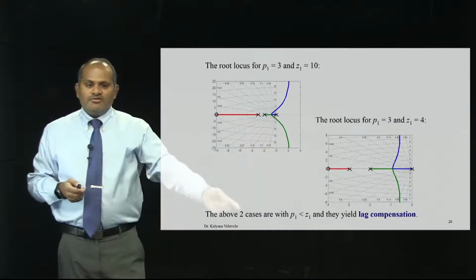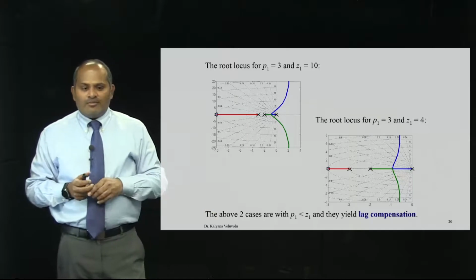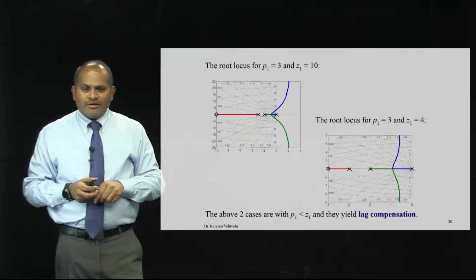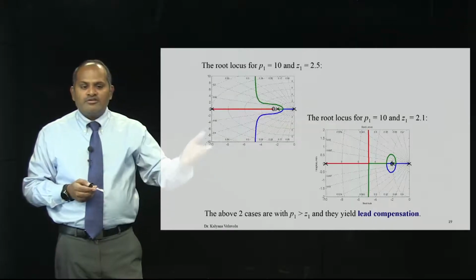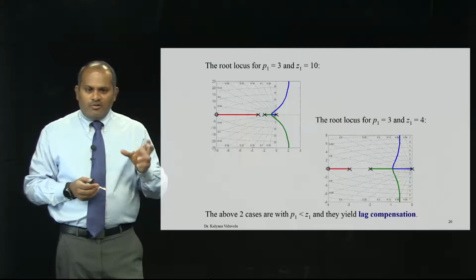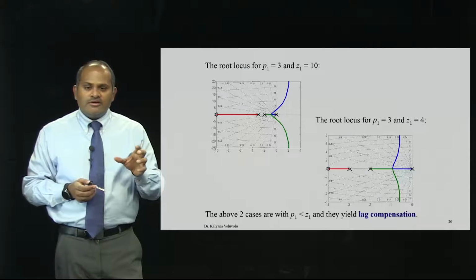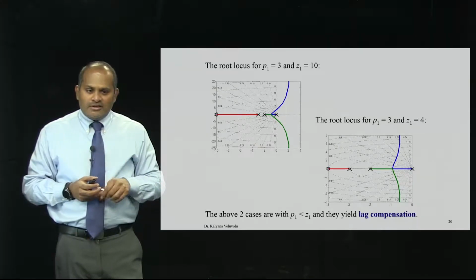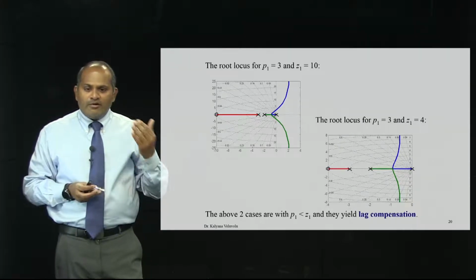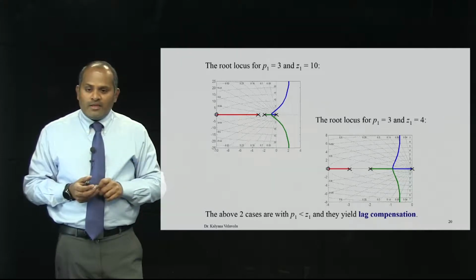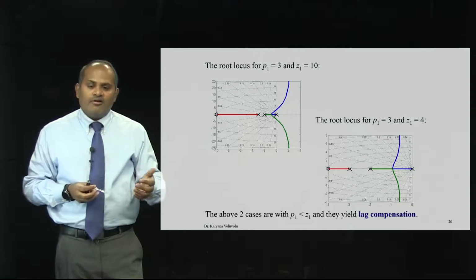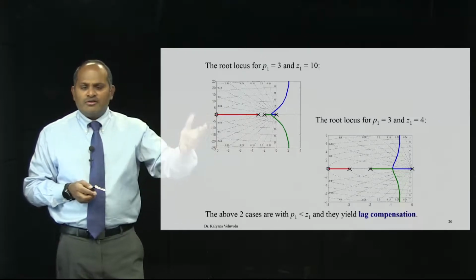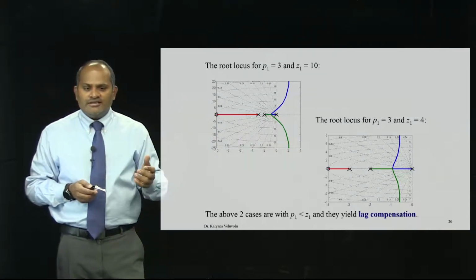These 2 above cases we call lag compensation, because the phase response provides you lag, and here it provides you lead compensation. So the addition of poles and zeros in the controller gives us some interesting properties in how it modifies the system. Depending on our requirement, you can design a lead or a lag compensation depending on the choice of the poles and location in the controller.